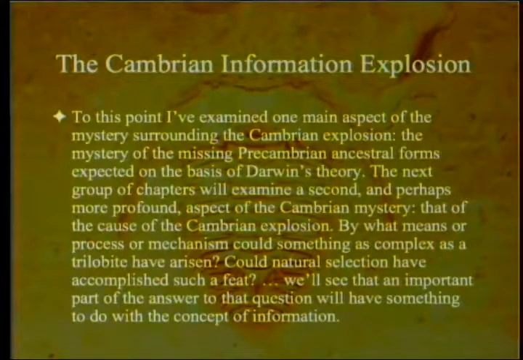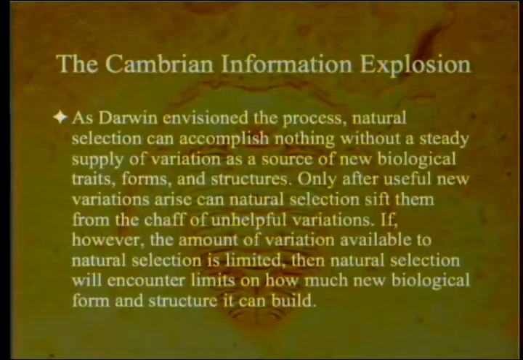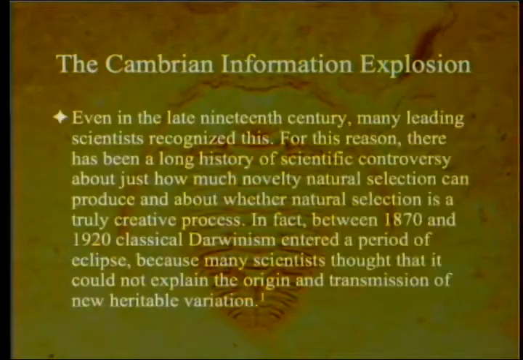We'll see that an important part of the answer to that question will have something to do with the concept of information. As Darwin envisioned the process, natural selection can accomplish nothing without a steady supply of variation as a source of new biological traits, forms, and structures. Only after useful new variations arise can natural selection sift them from the chaff of unhelpful variations. If, however, the amount of variation available to natural selection is limited, then natural selection will encounter limits on how much new biological form and structure it can build. Are there limits or are there not?